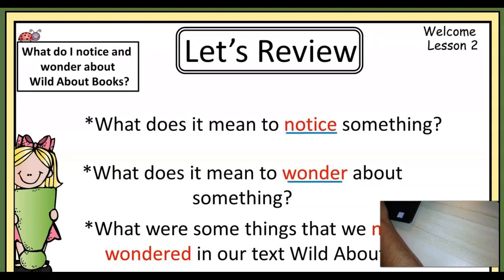Last week and today we finished up Noticed and Wondered about the text Wild About Books. Today we're going to read the book again and we're going to create a tableau. So let's review what we learned. What does it mean to notice something? Remember, notice is an observation. I noticed there are animals in the book. I noticed there's a librarian. I noticed the animals loved to read. I noticed the animals started to write.